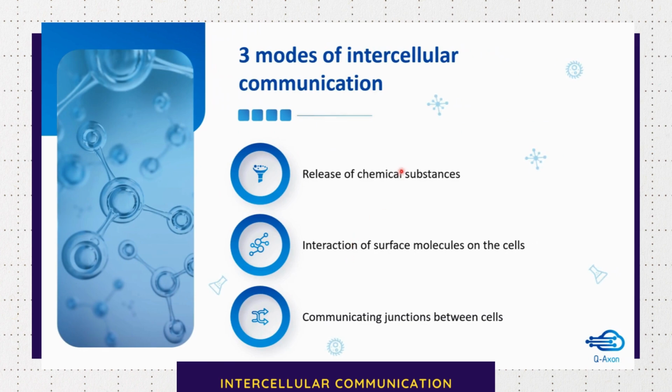So fundamentally we have seen 3 modes of intercellular communication: release of chemical substances, which is further divided into 4 types, then interaction of surface molecules on the cells, which is of 3 types, that is occluding junctions, anchoring junctions and communicating junctions. And communicating junctions we have brought here because we have called this juxtacrine signaling, and then there are communicating junctions between cells.